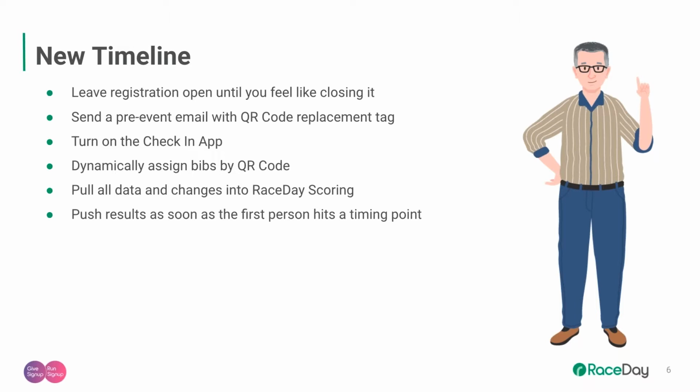So you're pulling all this data and changes into RaceDay scoring, hopefully, or your timer is, and then you're pushing results as soon as the first person hits a timing point. So I will say for all of you race directors, if you do want to go this route and utilize all these features, please, please, please talk with your timer in advance. You don't want to hang somebody out to dry. And if you don't have Wi-Fi, or if your timer doesn't have access to the internet out at the timing tent or the timing vehicle, you'll need to know that in advance. So please talk with your timer to make sure that they can do this before just going and implementing everything.